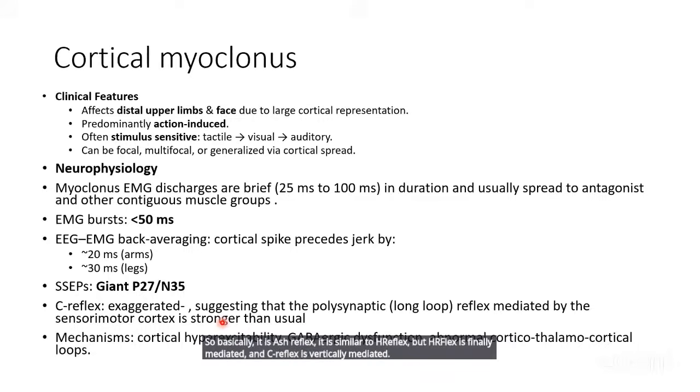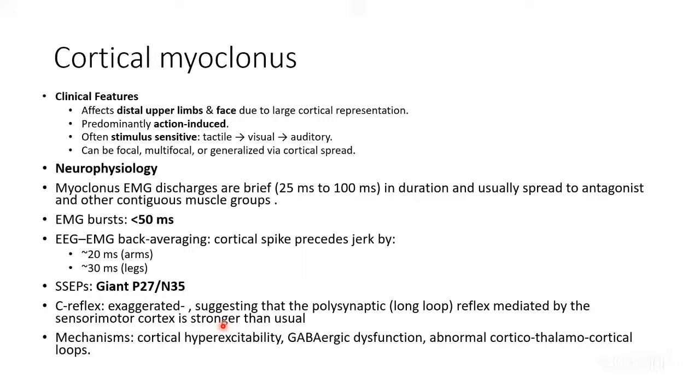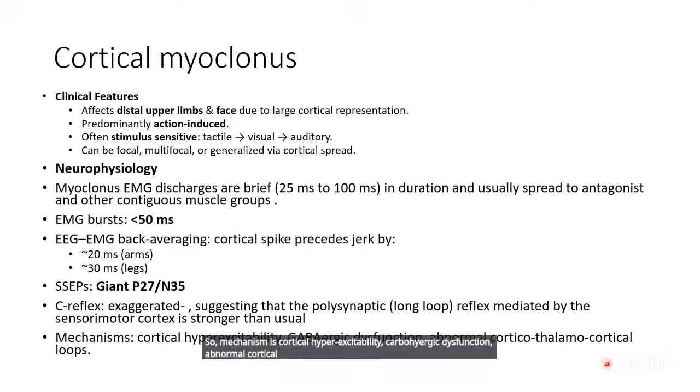Okay, sir. That's why in cortical myoclonus, it will be exaggerated. But in subcortical myoclonuses, including segmental and peripheral, it will be absent or normal. The mechanism is cortical hyperexcitability, GABAergic dysfunction, abnormal corticothalamocortical loops.